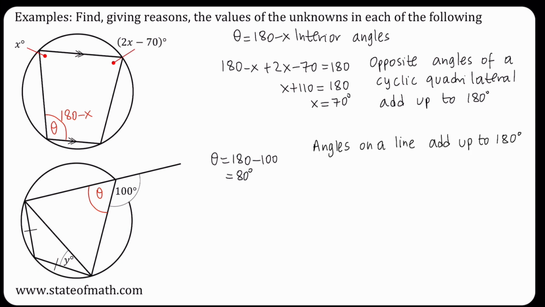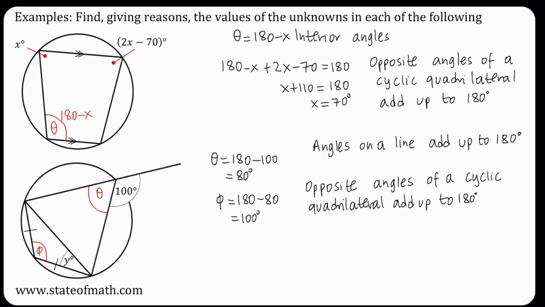And then we can proceed in finding the opposite angle in this cyclic quadrilateral, this one here, which I will call phi. So phi should be 180 minus theta, so it's 180 minus 80, which gives an answer of 100 degrees. And the reason is, of course, that opposite angles of a cyclic quadrilateral add up to 180 degrees.